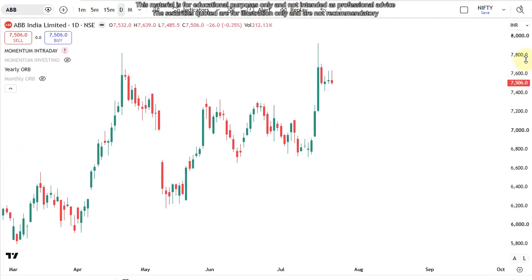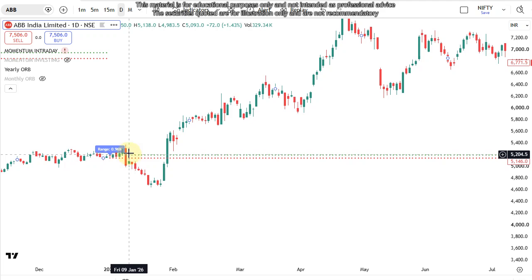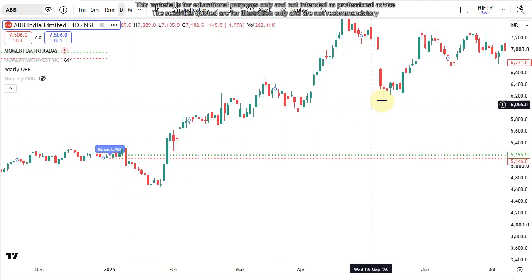Next stock, ABB. See, this year the ORB first broke on the sell side, then in a single candle it broke on the buy side. There is no retest and it has rallied.